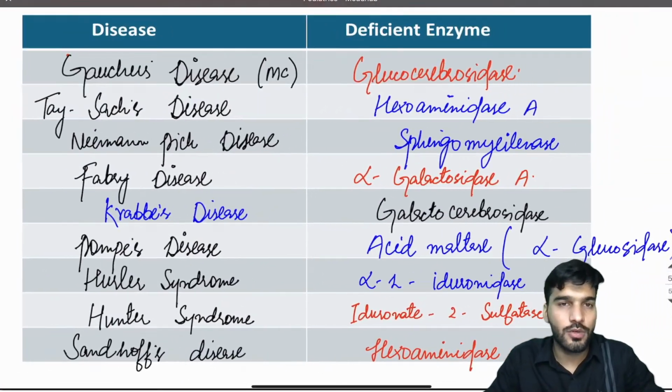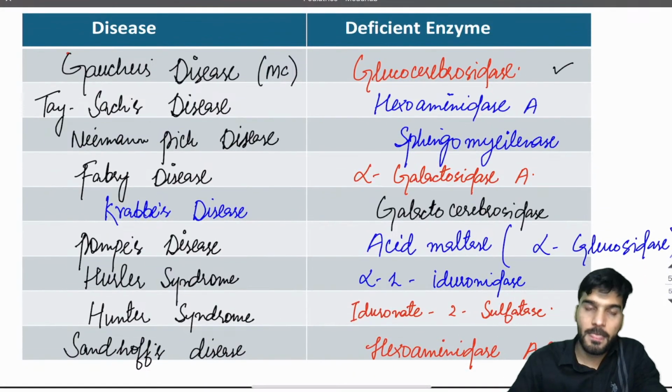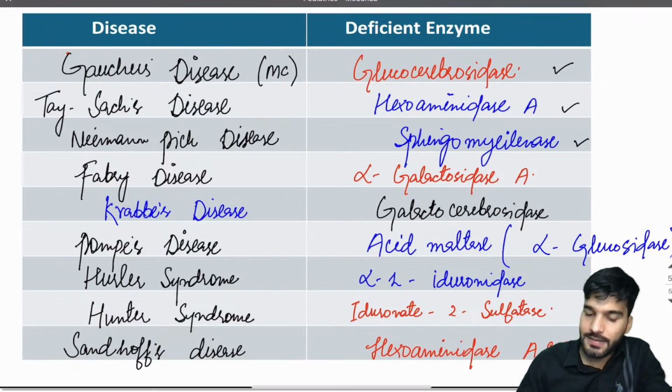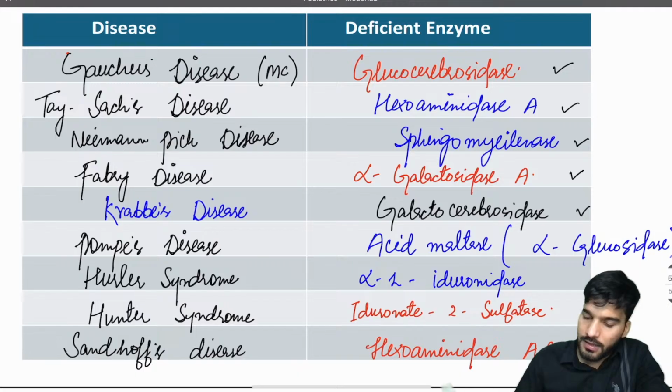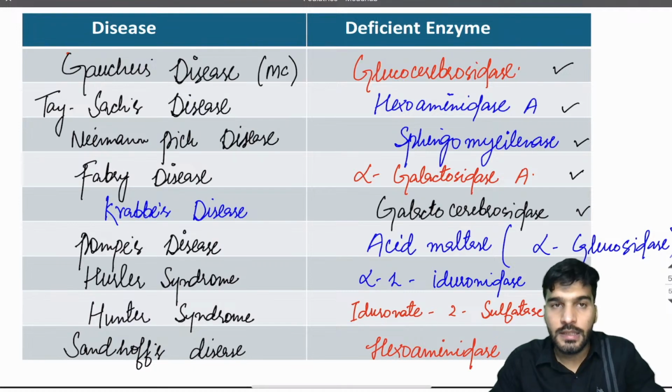So these are all the lysosomal storage diseases, guys. Remember, Gaucher's, we have glucocerebrosidase. Tay-Sachs, hexosaminidase A. Niemann-Pick, sphingomyelinase. Fabry disease, alpha galactosidase. Krabbe's disease, galactocerebrosidase. Pompe's, acid maltase. Hurler, alpha-L-iduronidase. Hunter disease, iduronate 2-sulfatase. Sandhoff's, hexosaminidase A and B. Clear to everyone?